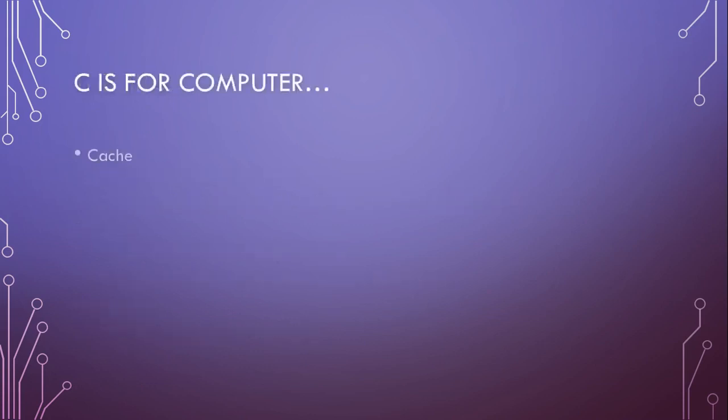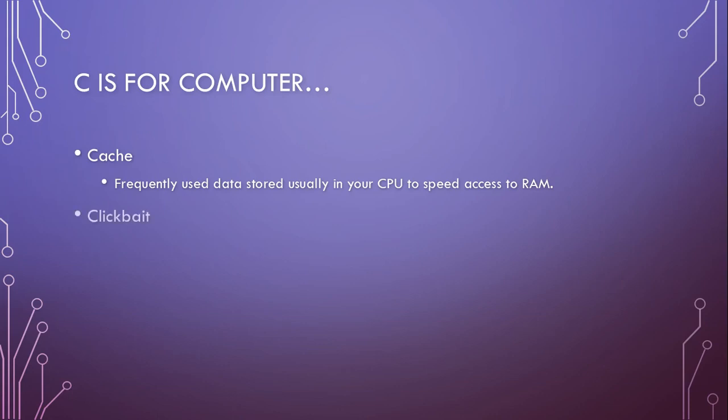C is for computer. So first term, cache. This is frequently used data, typically stored in things like your CPU, in order to speed up access to your RAM, to the memory of your computer. So these are things that you do quite often, so put it into cache and hold on to that information.